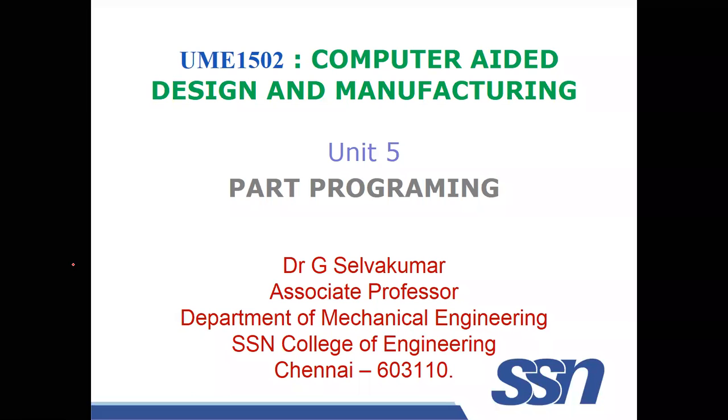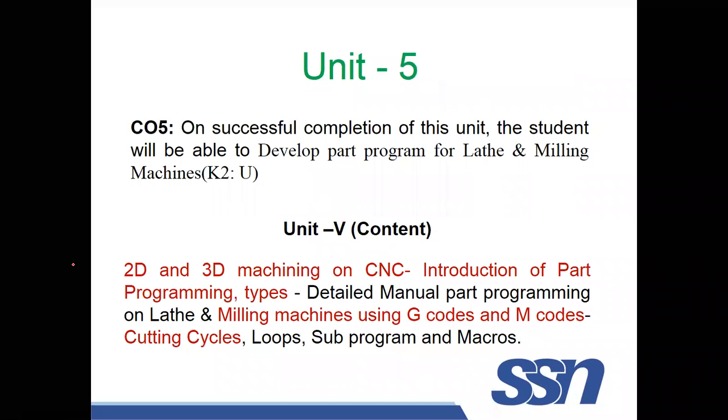Okay. Today we are starting part programming. Part programming is related to CNC machines. So this is the content we are going to discuss in this class. 2D, 3D machining, we have already discussed in unit 4. I will refresh what is 2D and 3D machining. Introduction of part programming and types. Milling machines using G codes and M codes and cutting cycles. So these two parts we shall discuss in the next section. I mean the second lecture will be focusing on these two.